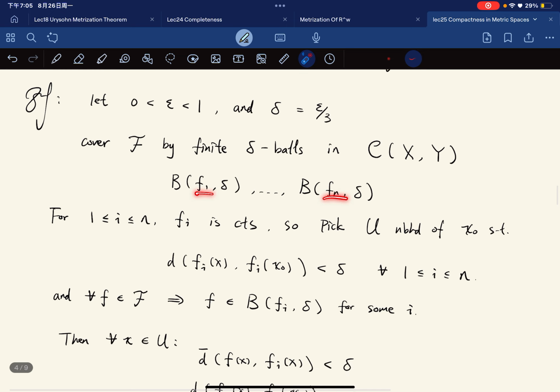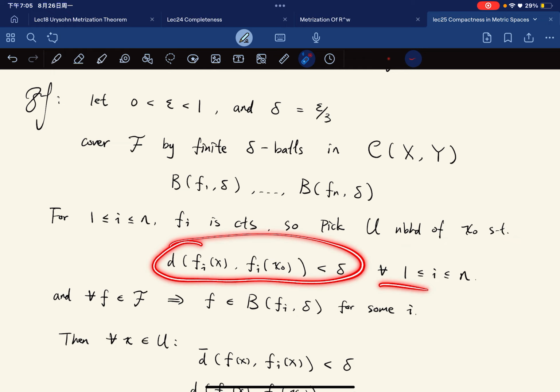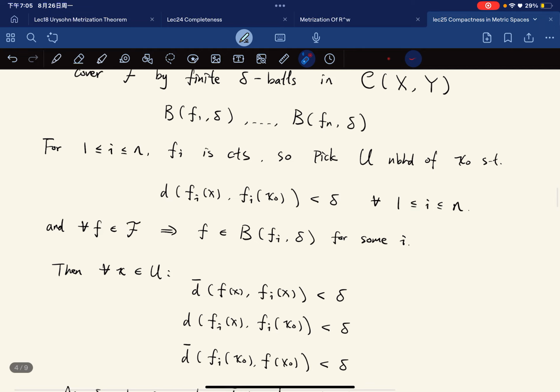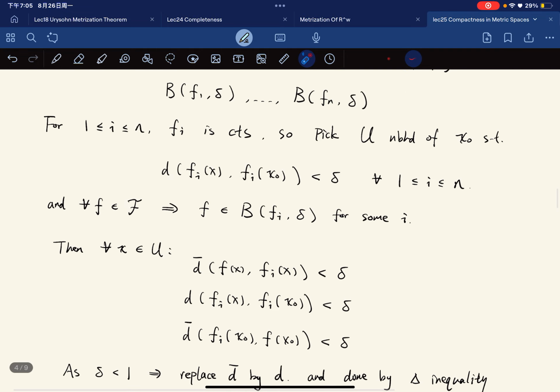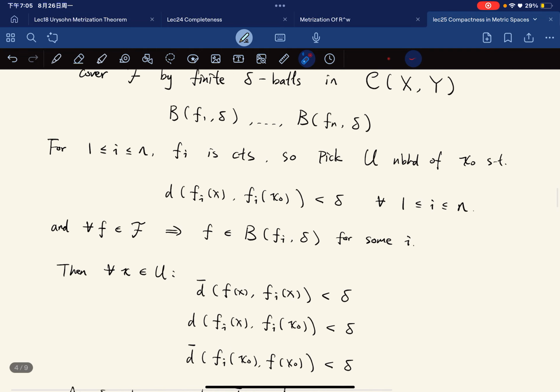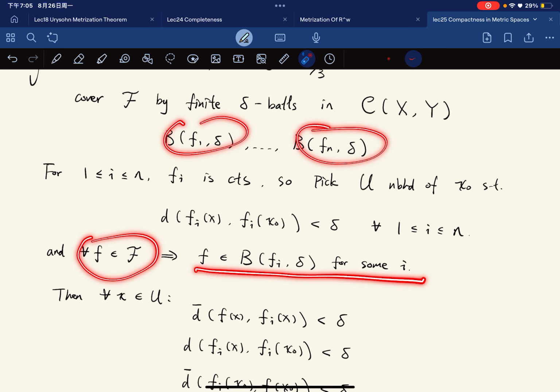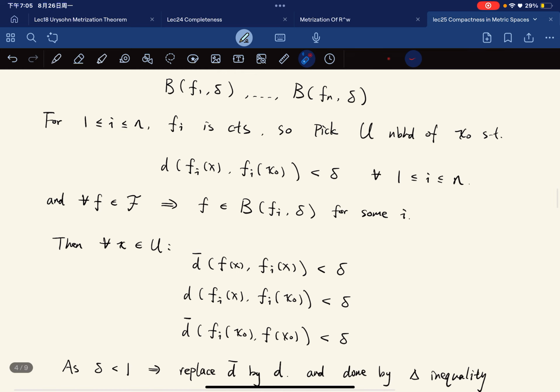Each of them is continuous, right? So we can pick a neighborhood of x naught such that this works for all i. We just pick a neighborhood for each, and then we take a finite intersection, which is a neighborhood, open again, such that this is true. And we have that because this covers F, right? So for any little f, it must be in one of the balls.